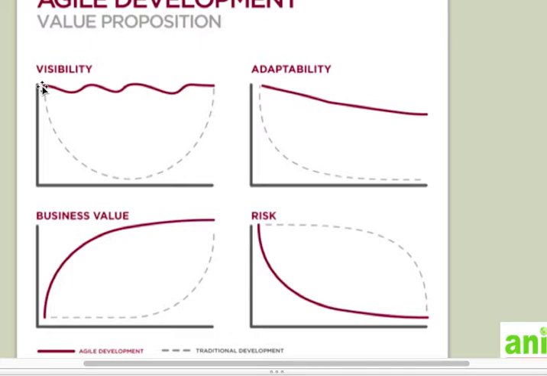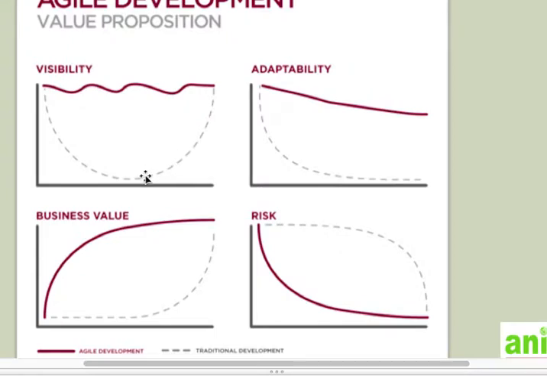But visibility stays high throughout the life cycle in Agile, whereas in traditional development it drastically goes down, and then again gains momentum at the last stage, where visibility is high again. In the middle phase, when development, testing and UAT are happening, visibility is very low. So the stakeholders or sponsors may not know much about what is exactly happening in detail.